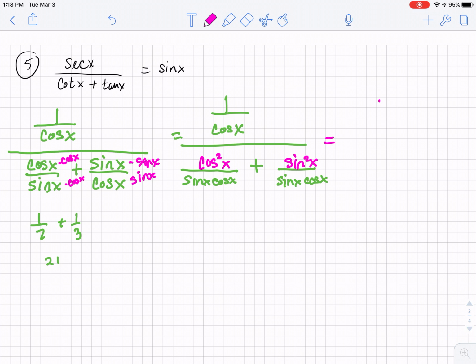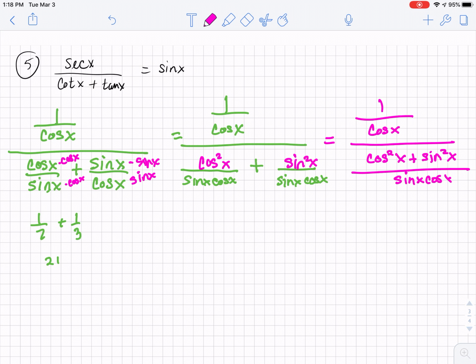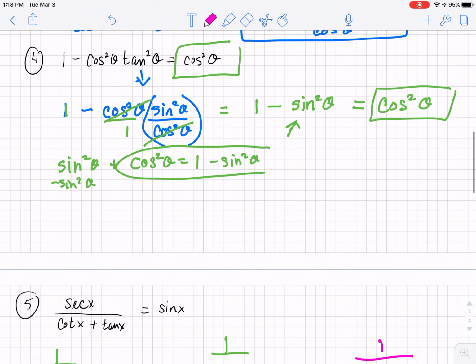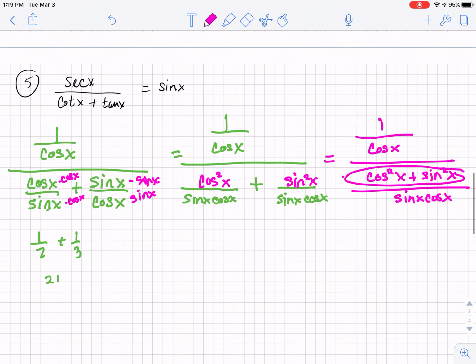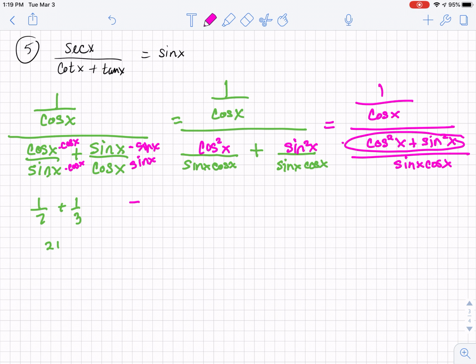All right, keep going. 1 over cosine x is still in the numerator. And now I've got cosine squared x plus sine squared x all over sine x cosine x. Now, you should be hopefully noticing that sine squared x plus cosine squared x, I'll scroll back, is equal to 1. That's my trig identity. So I'm going to substitute a 1 there. So that what I have here is 1 over cosine x, I'm just rewriting that, over 1 over sine x cosine x. I just substituted this 1 for right there, okay?